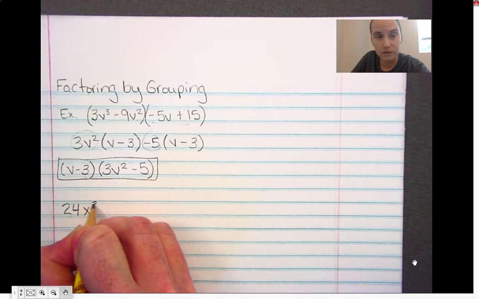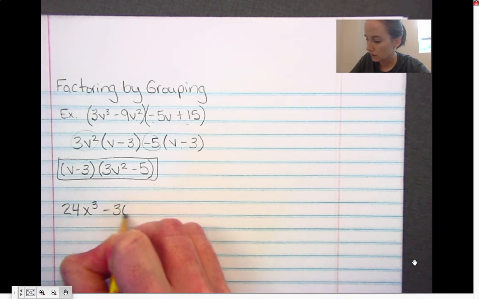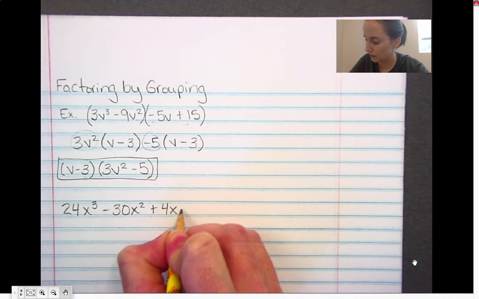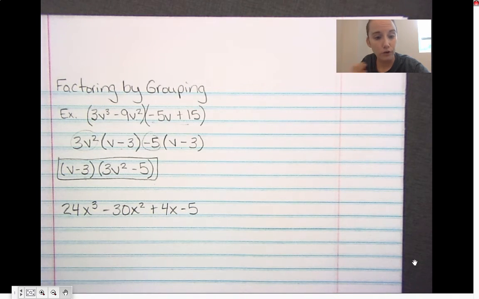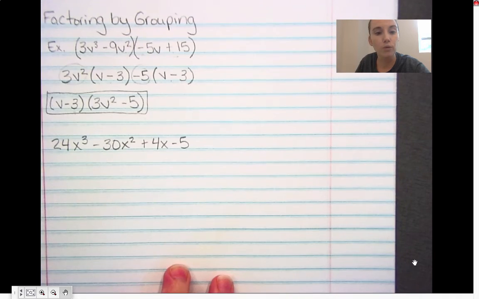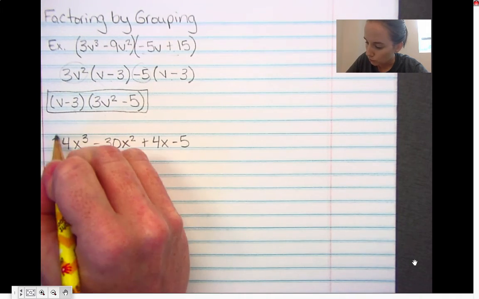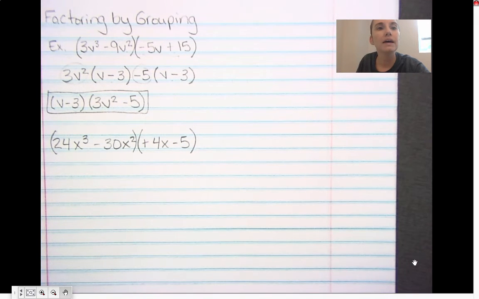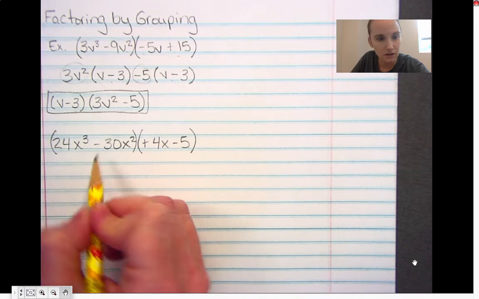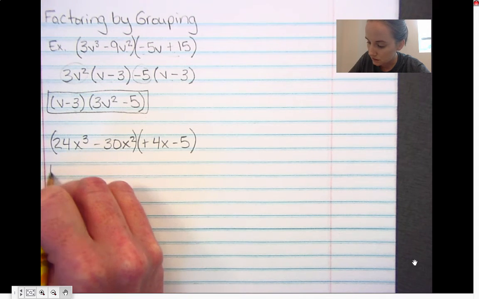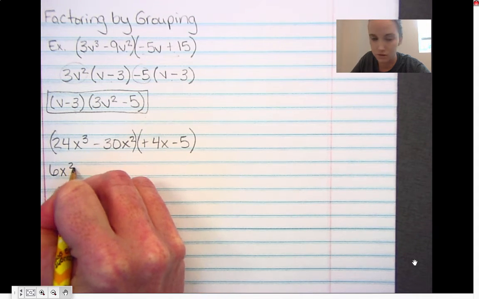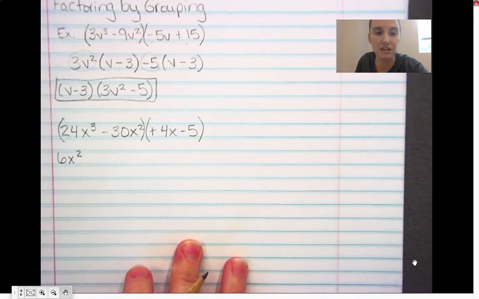24x cubed minus 30x squared plus 4x minus 5. There are four terms here, so we'll factor by grouping. Group the first two together and the last two together. Now take out a GCF. In the first set, the GCF is 6 for the number and x squared for the variables. So 6x squared is your GCF or HCF.